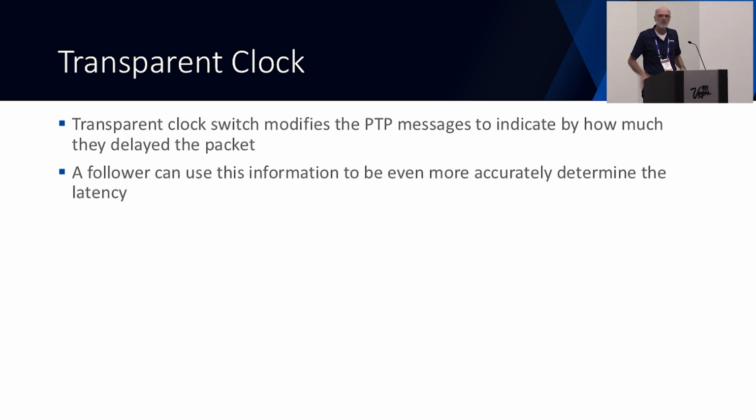Okay. We hear about transparent clock and boundary clock. So what a transparent clock is, think of a network switch that can accurately measure how long it takes for the packet to come in before it comes out. Okay, so the transparent clock knows about PTP, and it takes the PTP message and says, oh, by the way, I delayed your packet by this amount of time. Okay, so that's what a transparent clock does, and the follower can use that information to more accurately calculate the delay through the network.